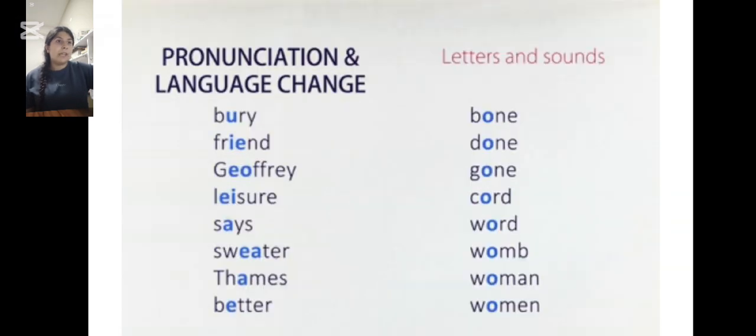Then there is some pronunciation change. For example, some vowels can be different in all these words, but they are pronounced in one way. For example, friend, Jeffrey, leisure, says, sweater, better. Here we can see the vowel E in all of them. But in bone, done, gone, card, word, woman and women, the letter is O, but we pronounce it in different ways.